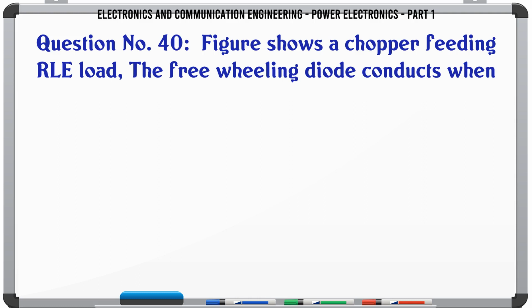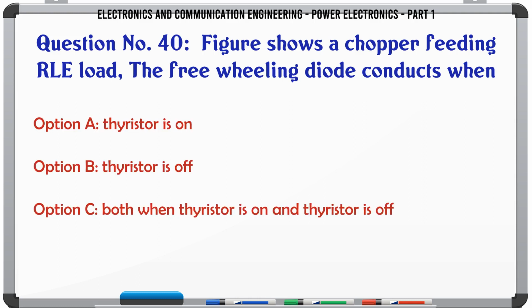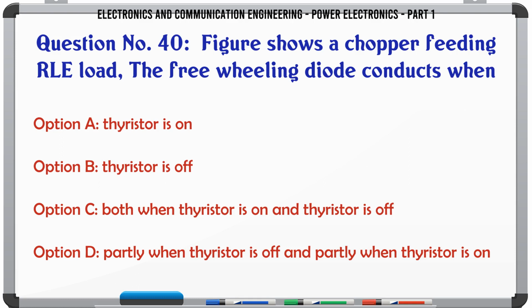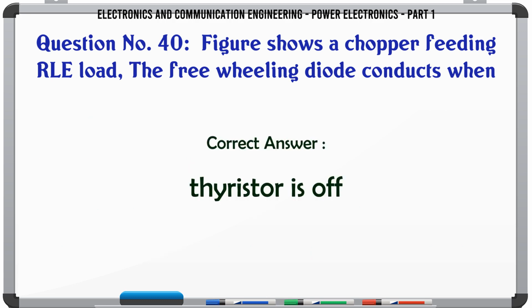Figure shows a chopper feeding RLE load. The freewheeling diode conducts when A thyristor is on, B thyristor is off, C both when thyristor is on and thyristor is off, D partly when thyristor is off and partly when thyristor is on. The correct answer is thyristor is off.